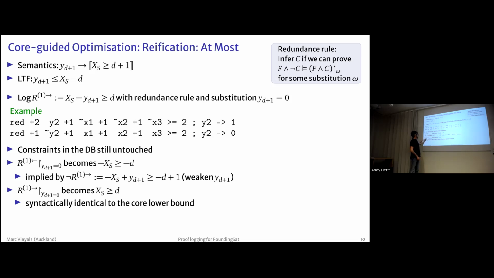Now the new constraint: if you set y_{d+1} to 0, it's easy to see that it's actually our core. It's exactly that. Perfect. An annoying bit is that we just added this reified constraint a moment ago, so we also have to check that one. Again, it's easy to see that if you negate the new constraint, then you'll get that. Okay, so that's how we introduce a new variable.